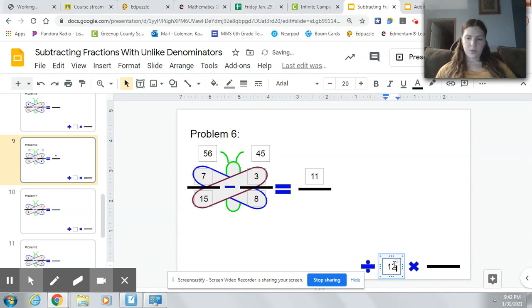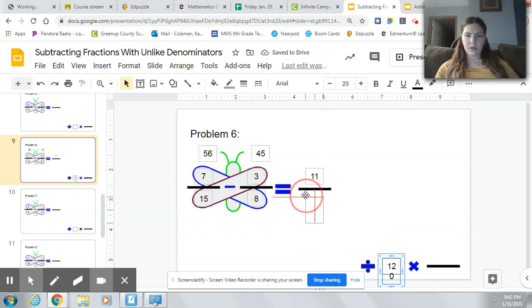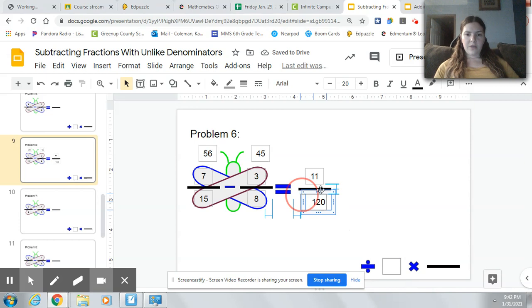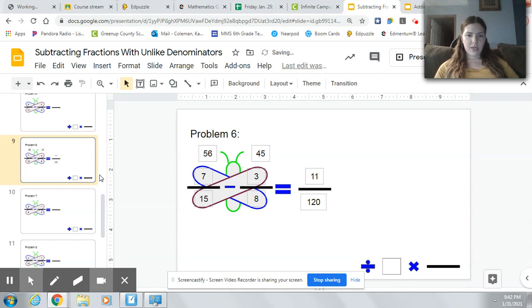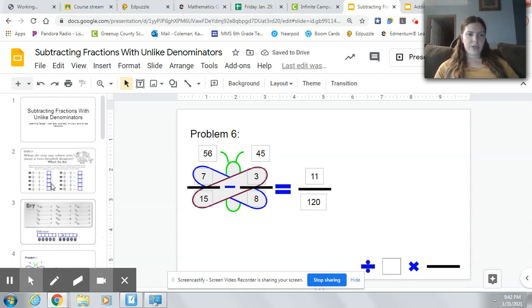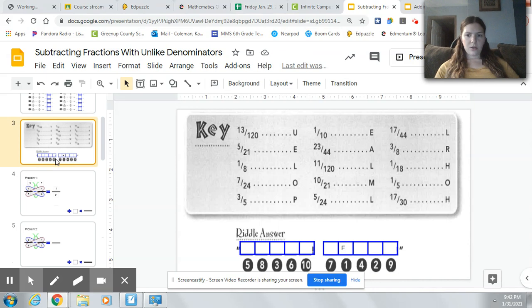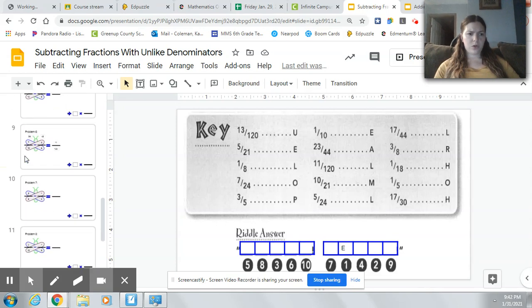Here, 120. And that's going to be our denominator. You can always make these boxes bigger if you need to. So we're going to have 11 over 120. I'm going to check my answer by going to my answer key and looking for that answer. The answer is L.